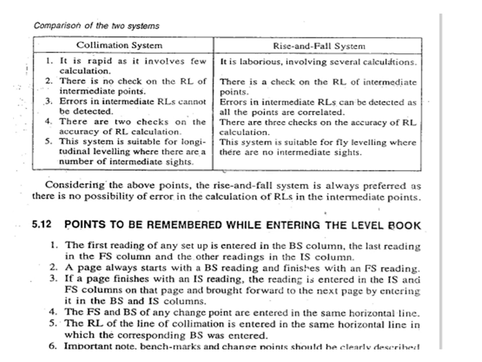There are two checks on the accuracy of RL calculation in case of the collimation system, whereas there are three checks in case of the rise and fall method. The collimation system is suitable for longitudinal leveling where there are a large number of intermediate sights, whereas the rise and fall system is suitable for fly leveling where there are no intermediate sights.